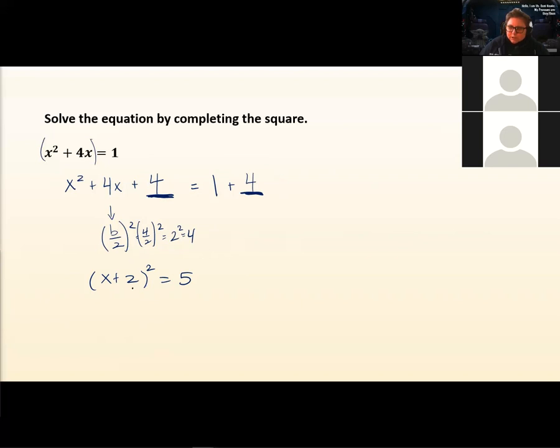Another way you can also find out what this middle term is, usually whatever you've divided by 2, this right here is the term that goes there. So that's a quick little shortcut. Okay, so now we have x plus 2 squared equals 5. How do we solve from here?